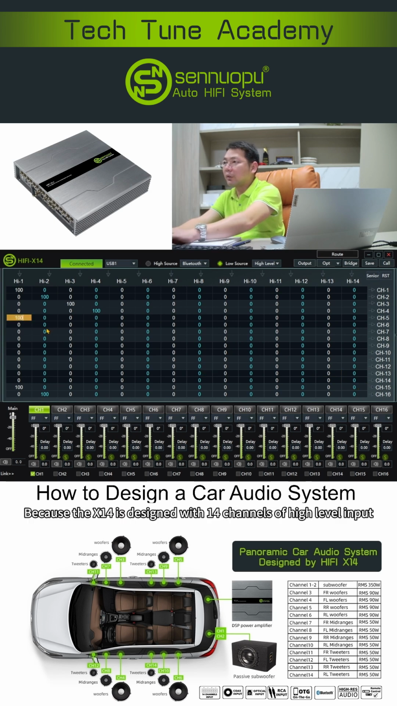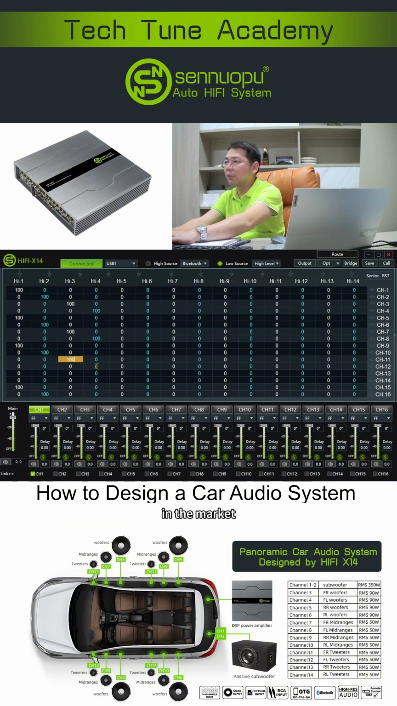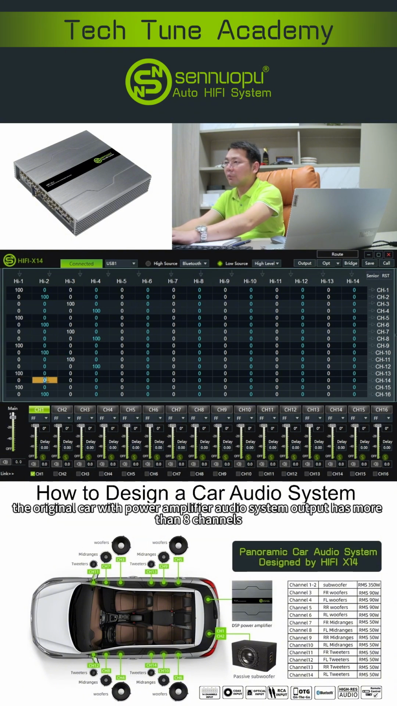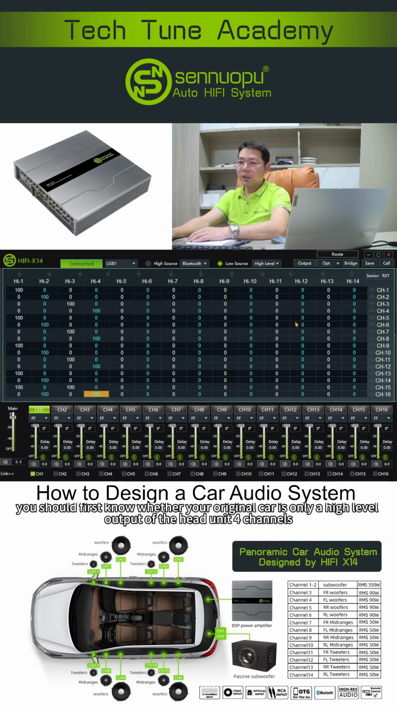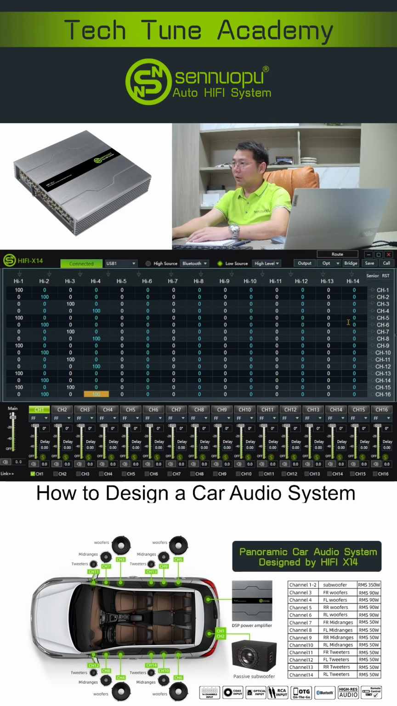Because the X14 is designed with 14 channels of high-level input, this design is compatible with all the original car systems in the market. The original car with a power amplifier audio system outputs more than 8 channels. When designing the X14 system, you should first know whether your original car only has a high-level output of the head unit for 4 channels, or whether the original car with a power amplifier sound system has multiple channels of output. Now I will use the high-level output of the original head unit for 4 channels for installation.